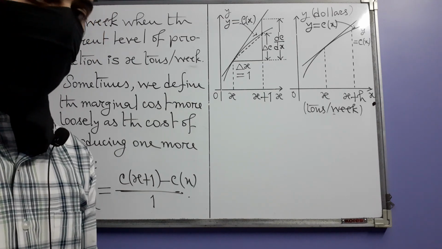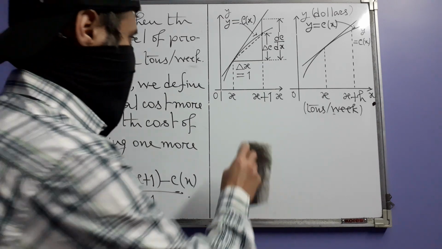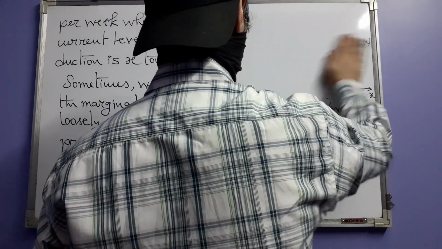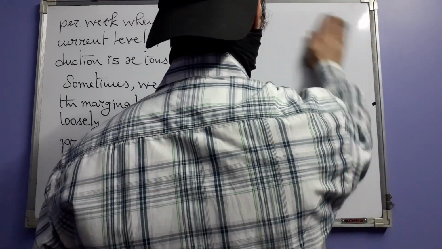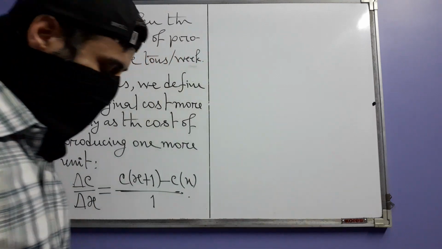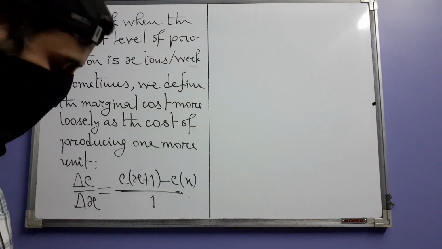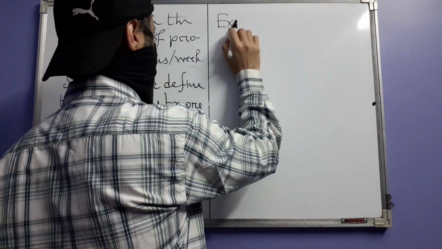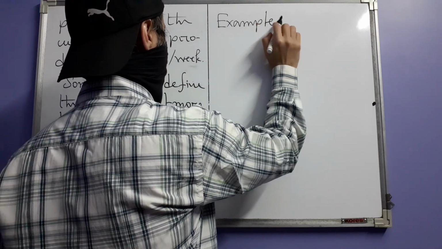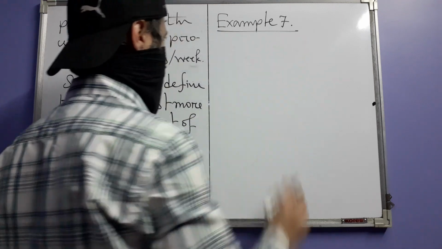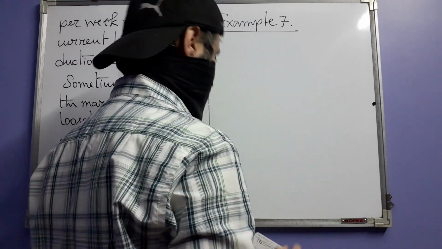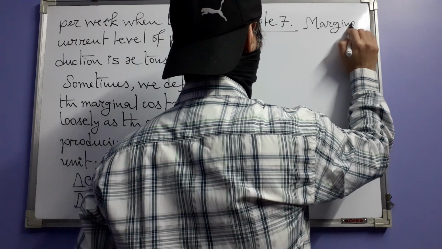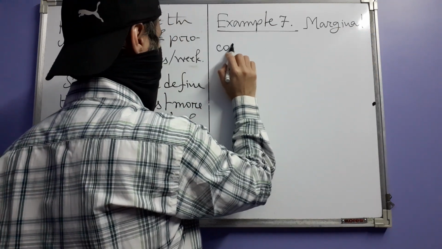Let us now see an example. We don't need these diagrams anymore. Example 7. In this example, let me first take it down. So this is about marginal cost.